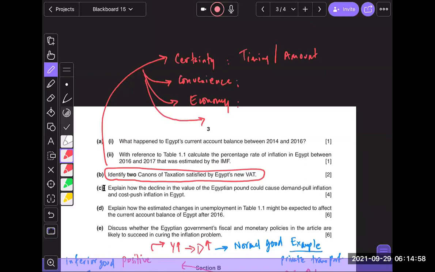And lastly, it should be equitable, which is fair, or equity, which is basically the idea that the rich and the poor should be paying different amounts of taxes. So identify 2 canons of taxation satisfied. So what are the 2 canons that are satisfied, guys?